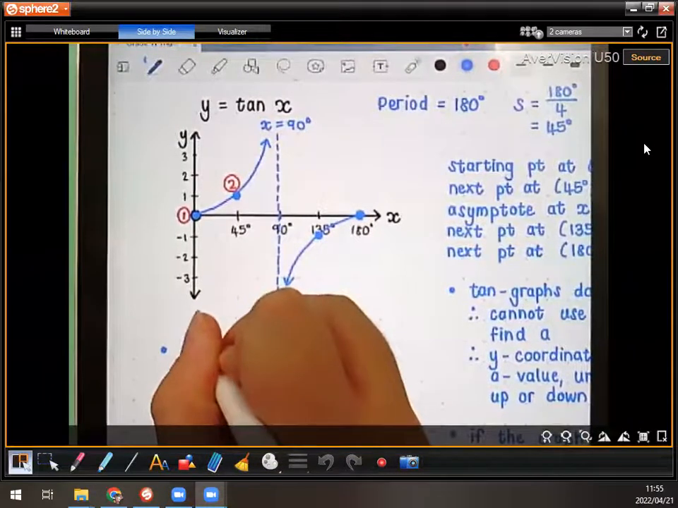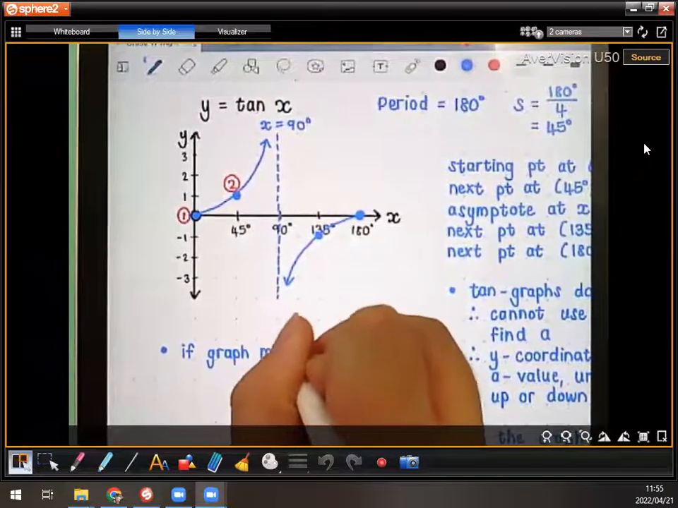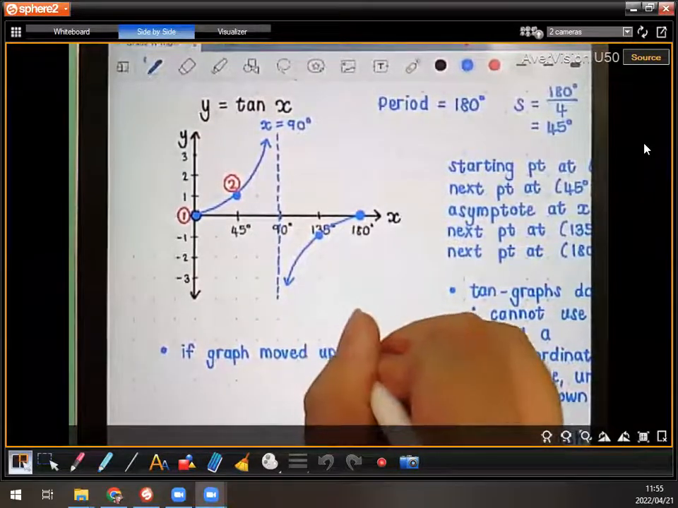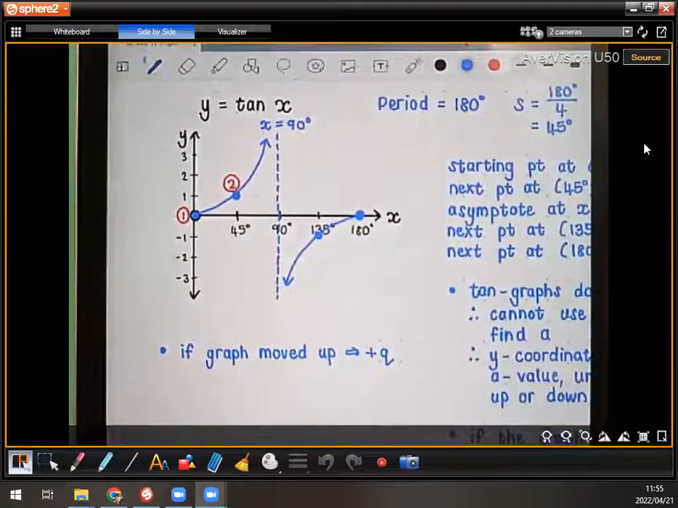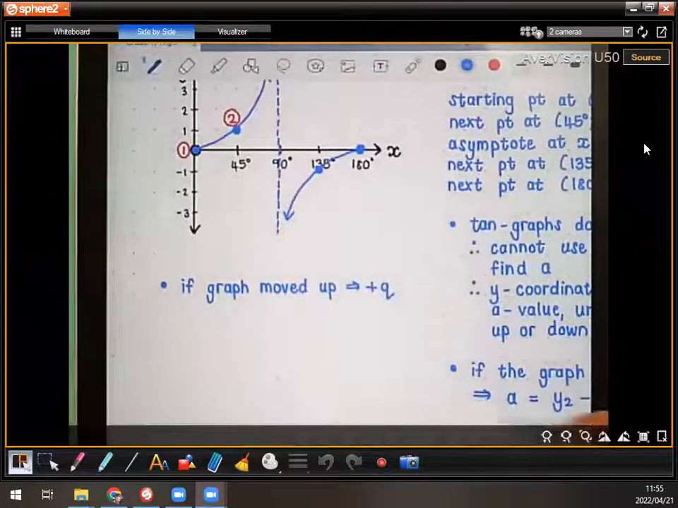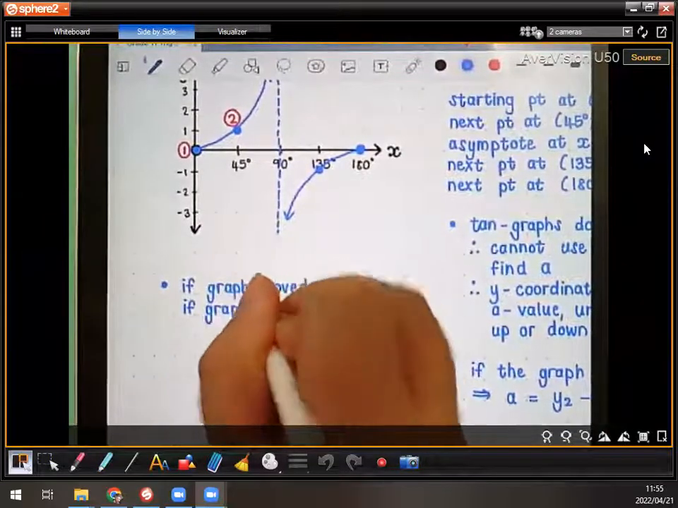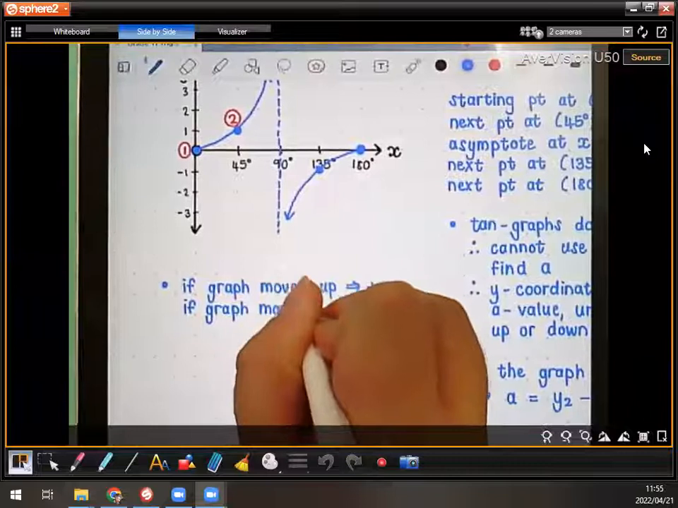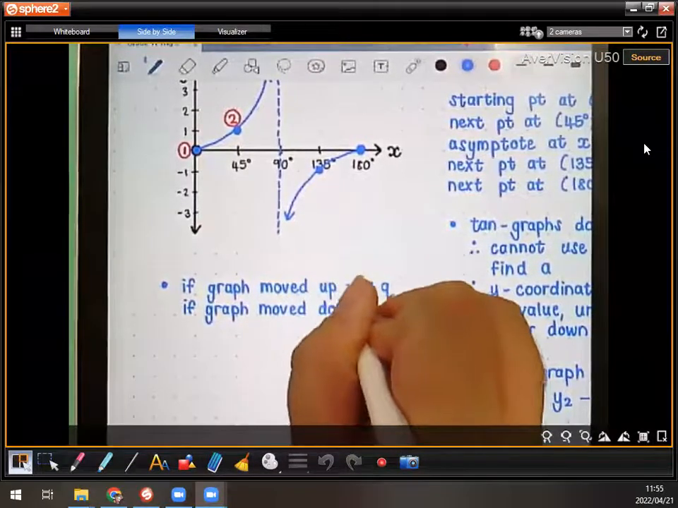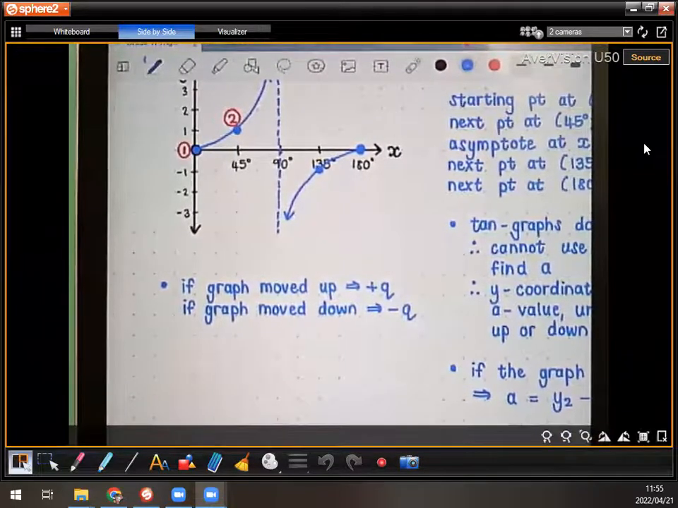If the graph moves up, then you're going to have a plus Q at the end of your equation. It's going to be like tan x plus 1. And if the graph moves down, then you're going to have a minus 1 or minus 2, right? A negative Q back. So it's going to be like minus 1 or minus 2 or whatever. But like I said, that's something you just need to determine by looking at the graph.